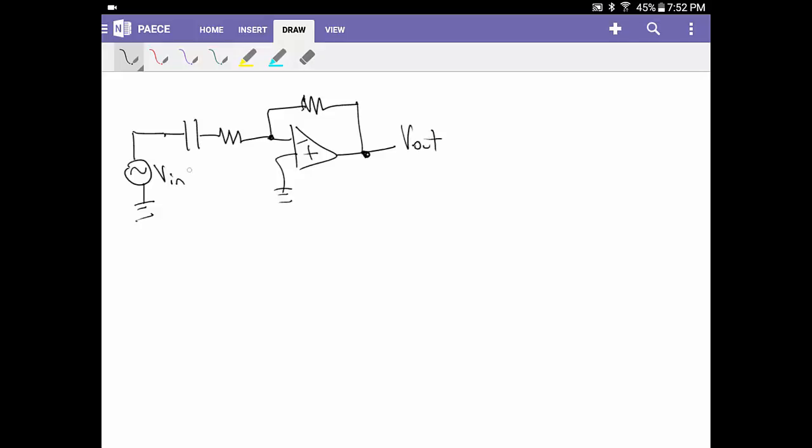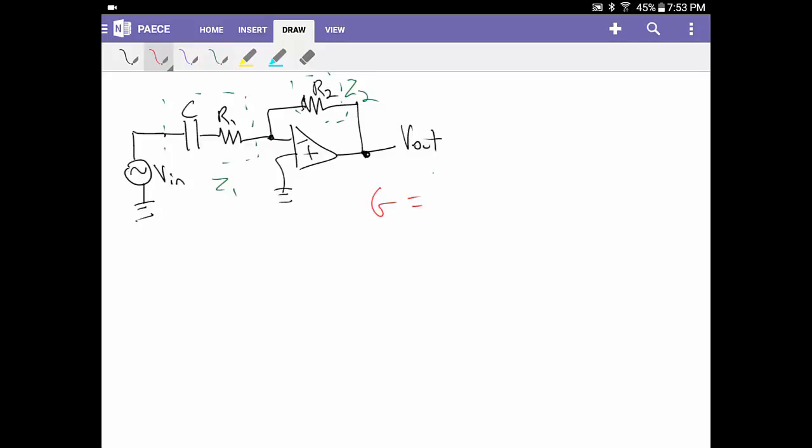V out, Vn, C, R1, R2. Okay? So in the same process as you saw before, what we're going to do is say, you know what, I can combine these into one impedance, and I can take this as another, and all of a sudden it's like, well, that's easy.